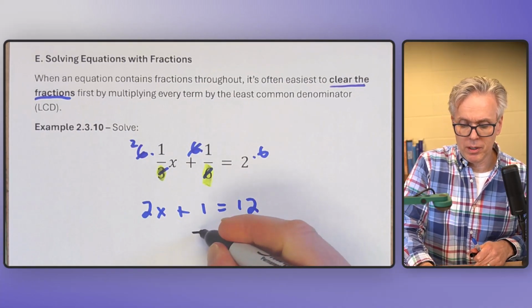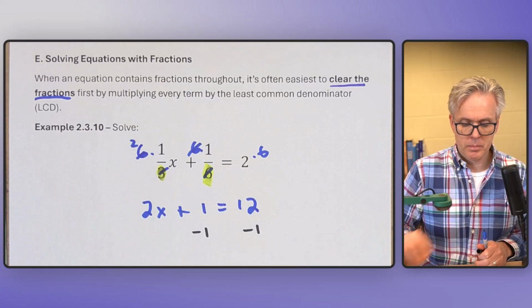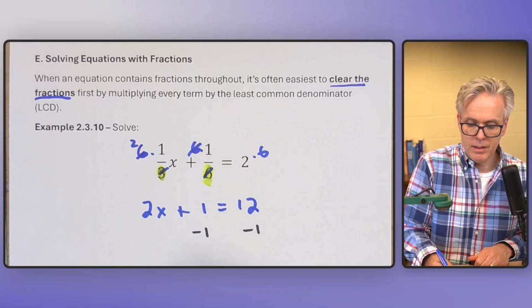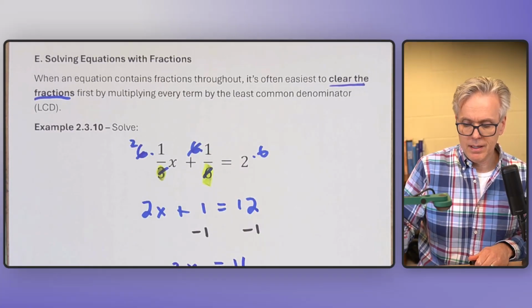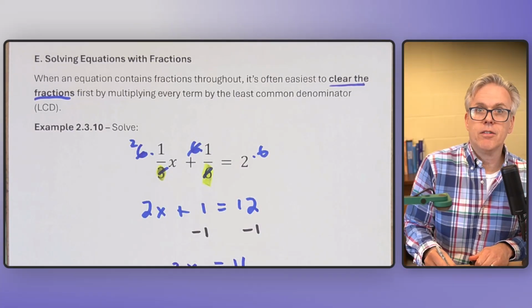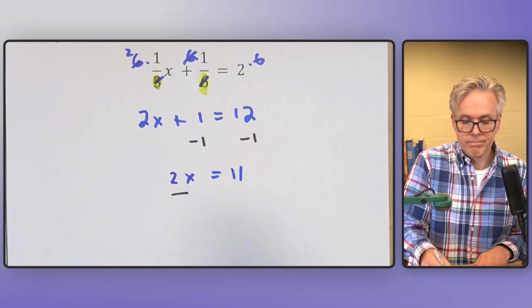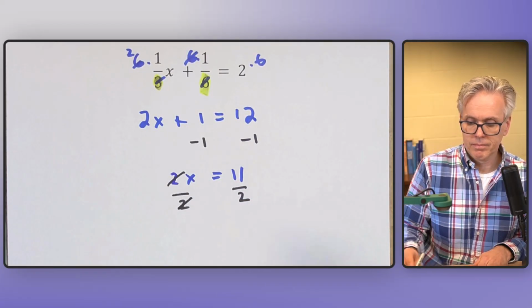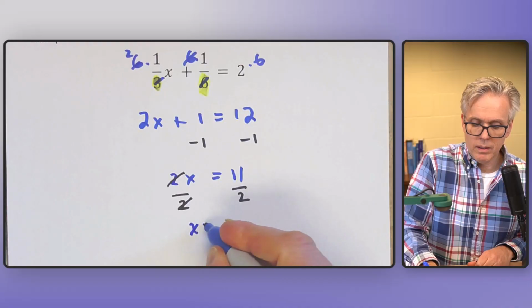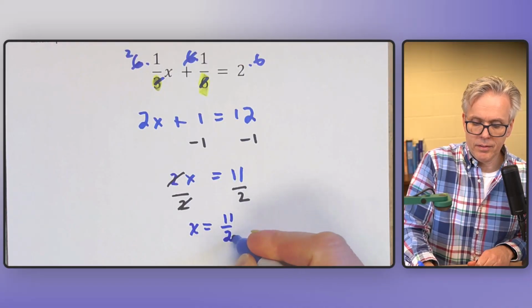Now I'm going to subtract 1 from both sides. And I'll get 2x equals 12 minus 1, which is 11. And then divide through by a 2. And I'll just get x equals 11/2.